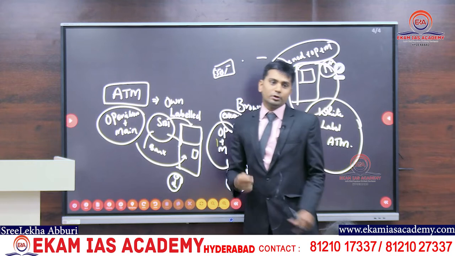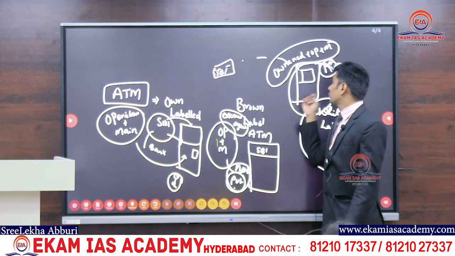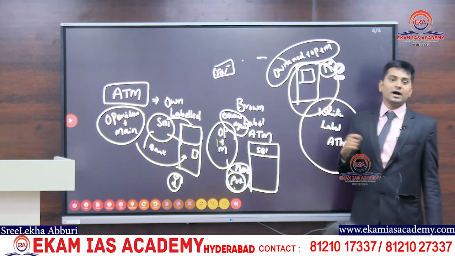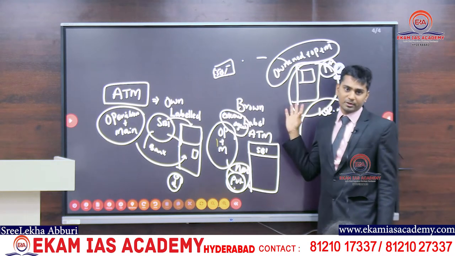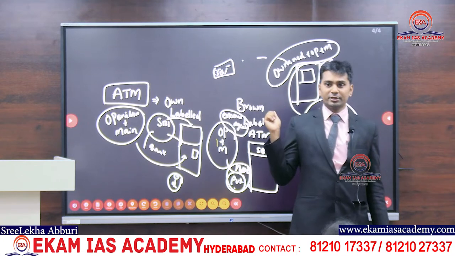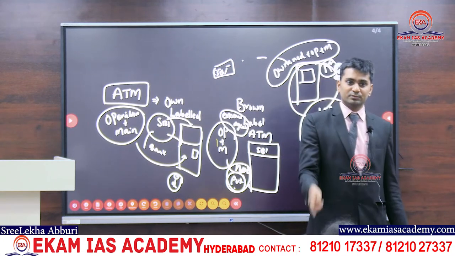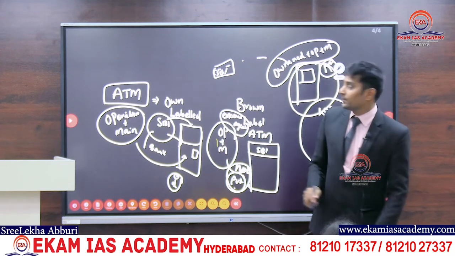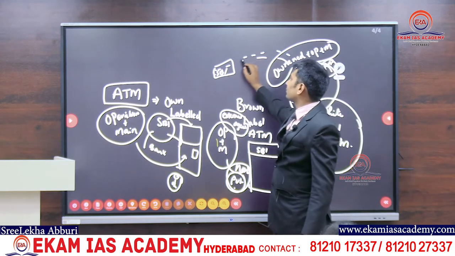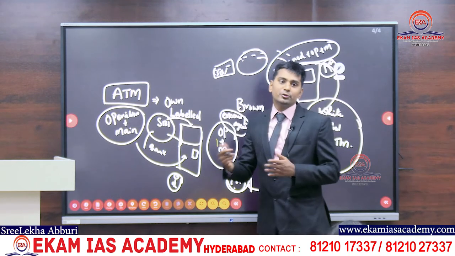If I am an SBI holder, if I have that card, if I go to this ATM, whether they allow interoperability depends upon the bank. Some banks won't allow interoperability, some ATMs don't allow interoperability. They say this is only for Axis Bank, this is only for SBI, this is only for Muthoot Finance. Why? Depending upon the background work that they have done for interoperability, they provide you those services.